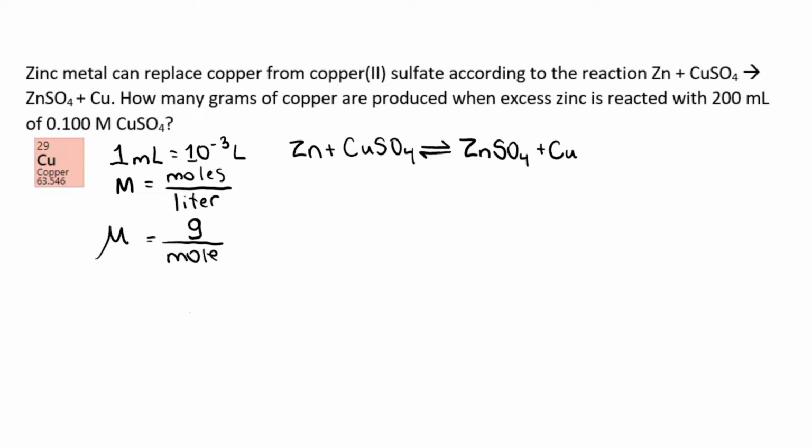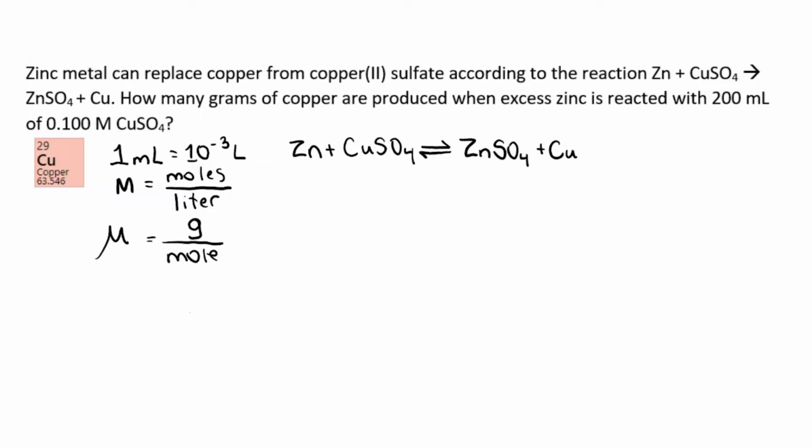Today we're going to look at this question. Zinc metal can replace copper from copper 2 sulfate according to the reaction. On the reactant side, zinc plus copper sulfate, and on the product side, zinc sulfate plus copper. How many grams of copper are produced when excess zinc is reacted with 200 milliliters of 0.100 molarity copper sulfate? Okay, so I already wrote out some background knowledge that you're going to need to know.